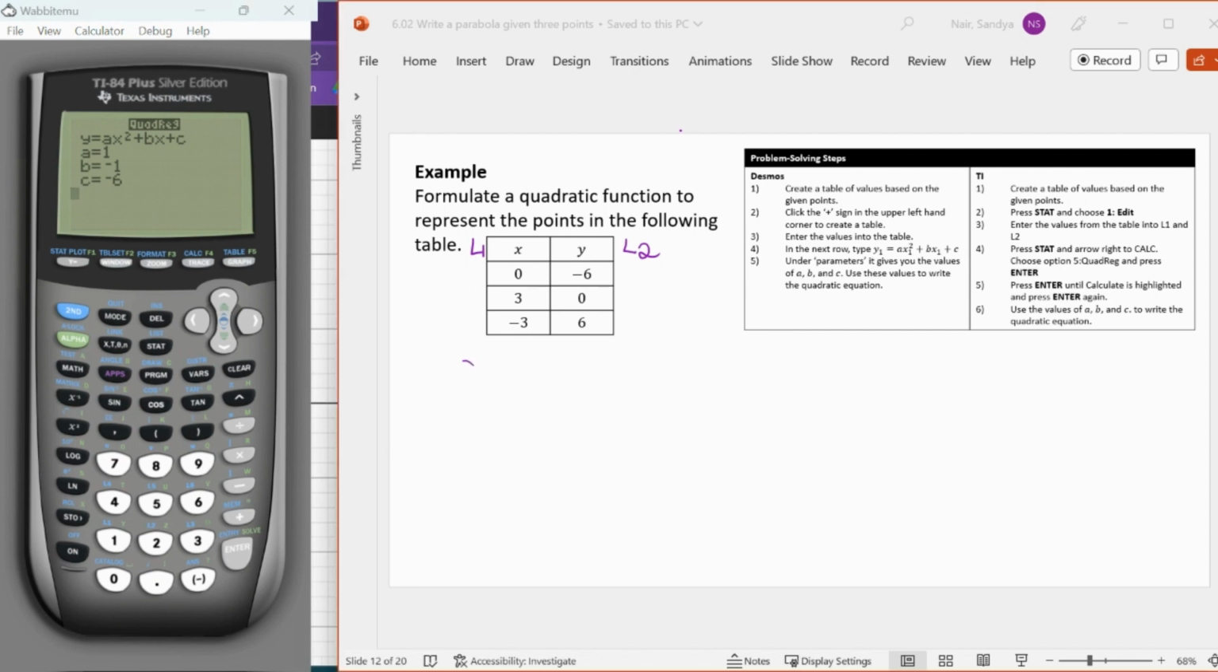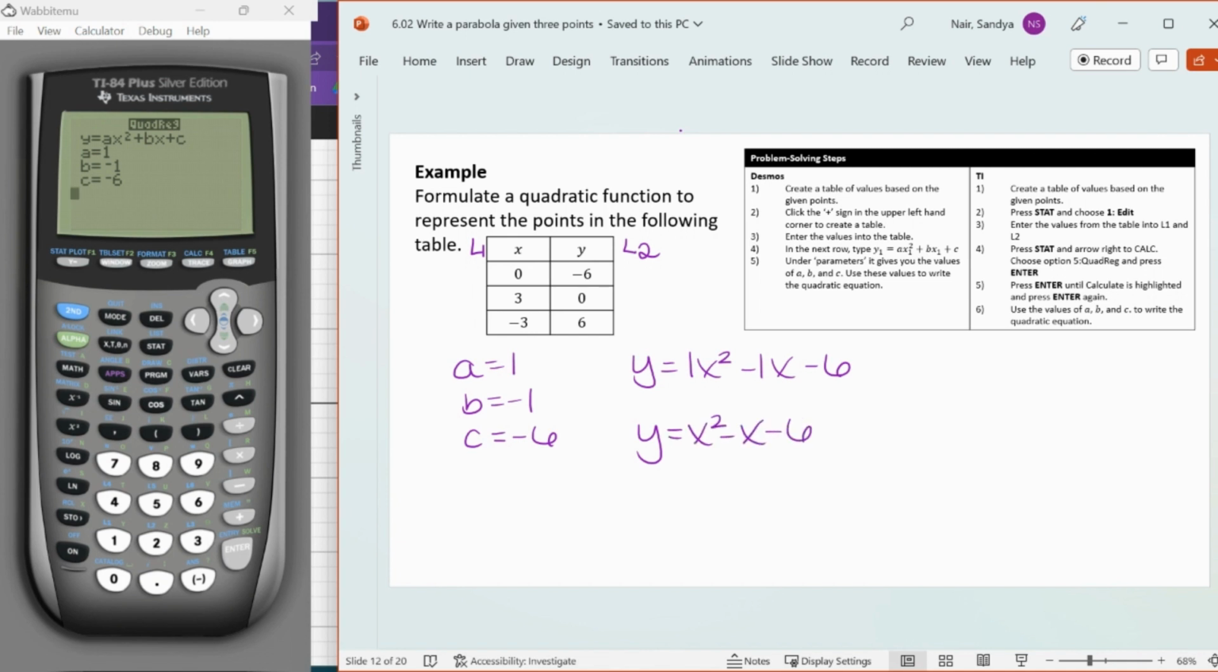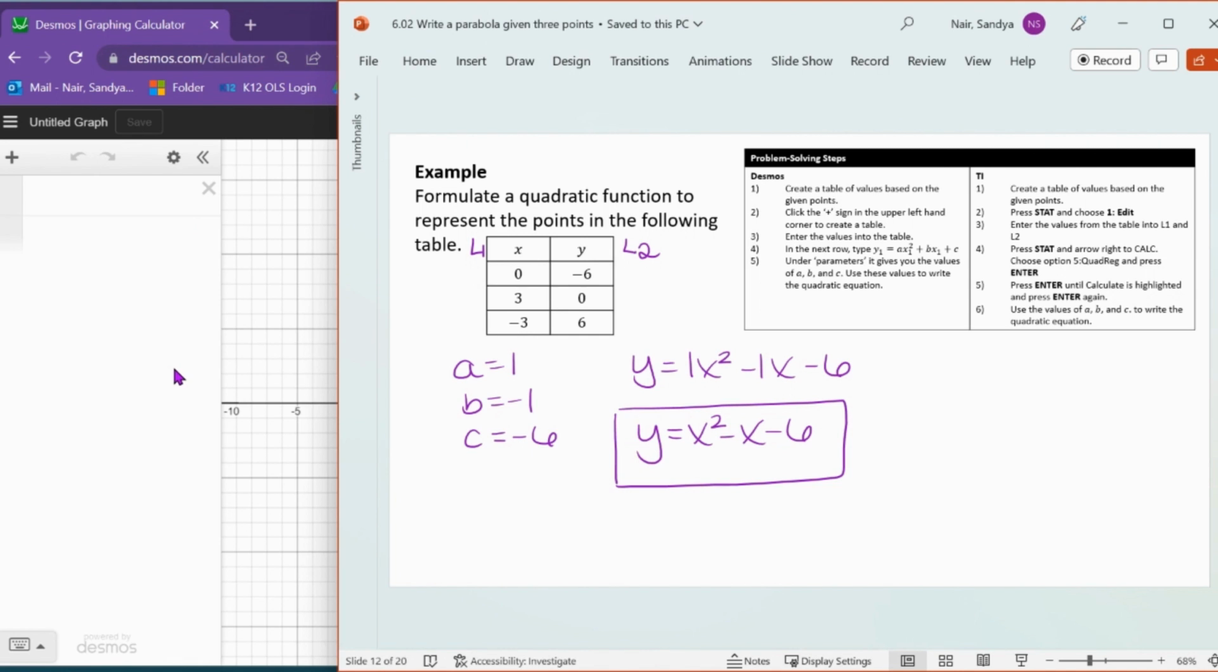So here we can see that A is 1, B is -1, and C is -6. So when we plug into our equation, we get y equals 1x squared minus 1x minus 6. I usually don't write those coefficients of 1, so I just write y equals x squared minus x minus 6. Okay, and that's the quadratic equation that represents those points in the table. But I said I would show you in Desmos, so let's go to Desmos now.